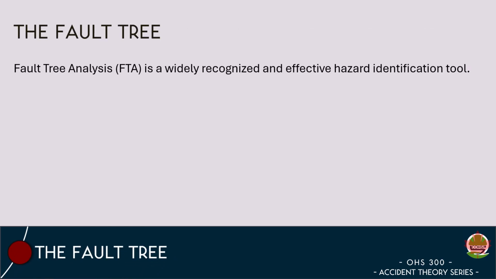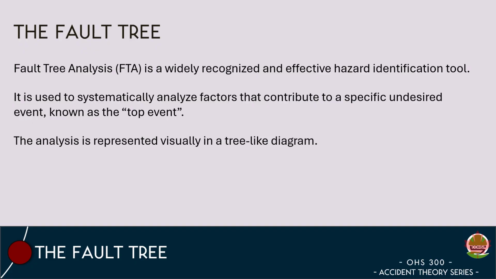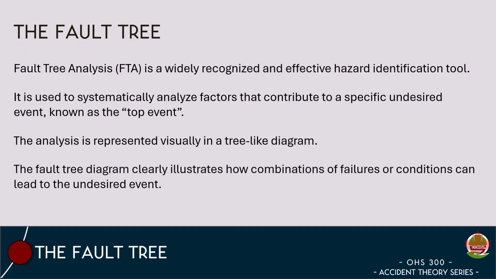Fault tree analysis is a widely recognized and highly effective hazard identification tool used to systematically analyze the factors contributing to a specific undesired event, referred to as the top event. This method involves deductively identifying causal factors, organizing them in a logical sequence, and representing them visually in a tree-like diagram. The fault tree diagram illustrates the relationships between causal factors and their logical connections to the top event, providing a clear and structured framework for understanding the sequence of failures or conditions that could lead to the undesired outcome.